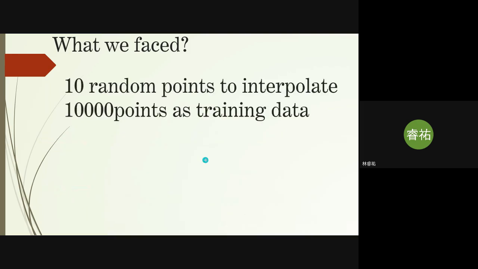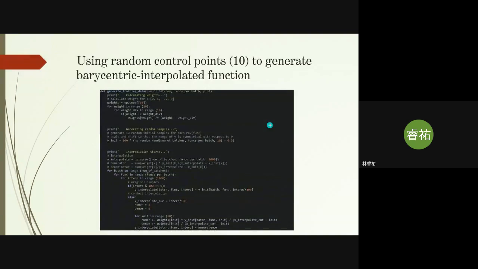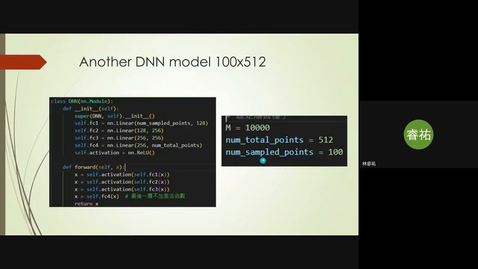And the last person mentioned he used 10 random points to interpolate and 1,000 points as training data. But I think 10 points is not really good enough to predict the function. So this is his outcome. We have another DNN model that uses 100 inputs and generates 512 outputs.